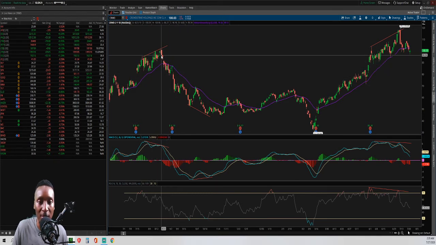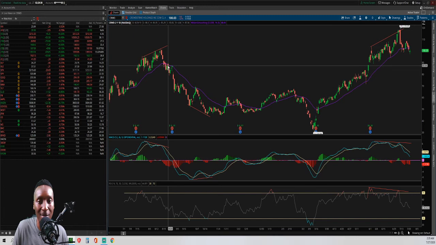One of the techniques is when it crosses over the moving average, you wait to see if you get a retest. So that means that once it crosses over, you want to see price action pull back and touch the moving average, which is what we call a retest, because it crossed over.